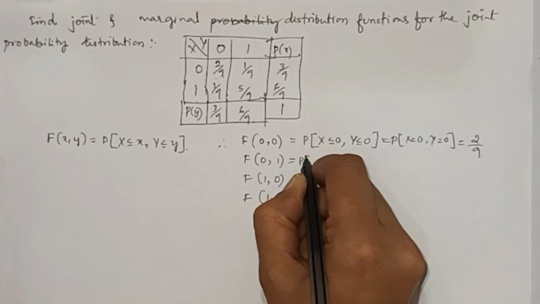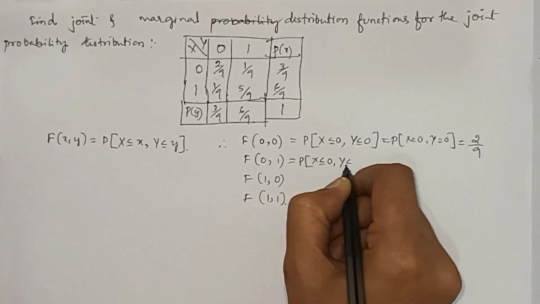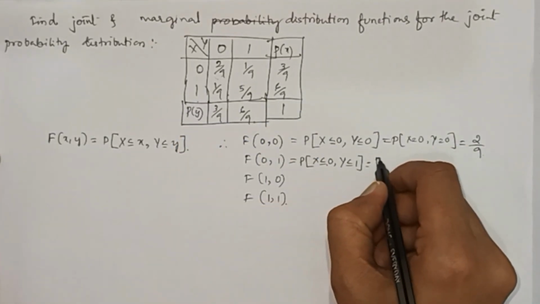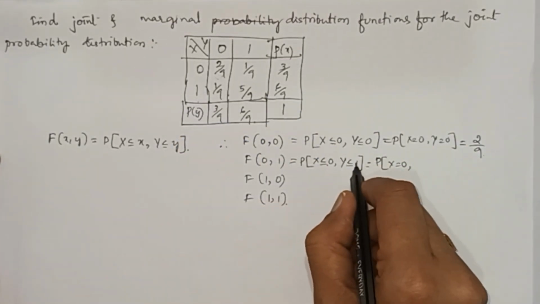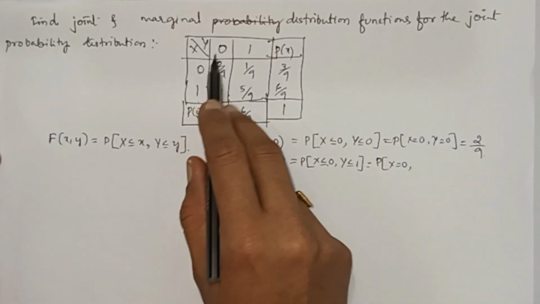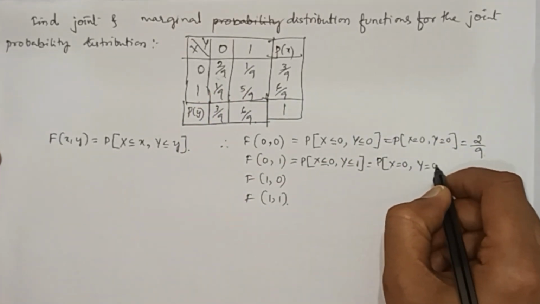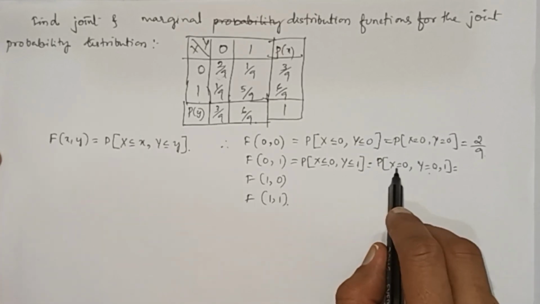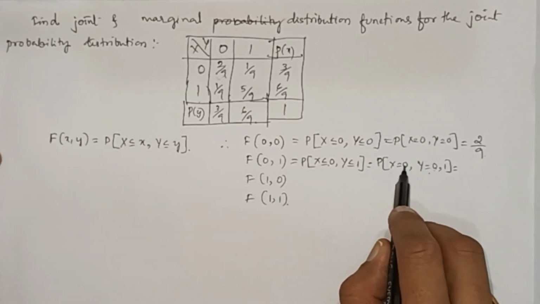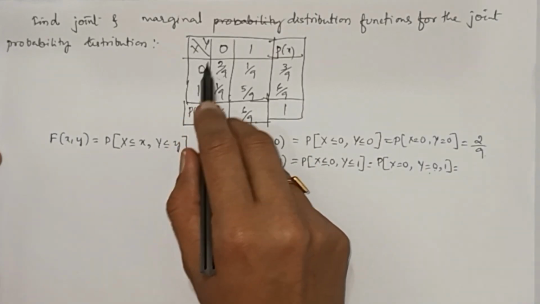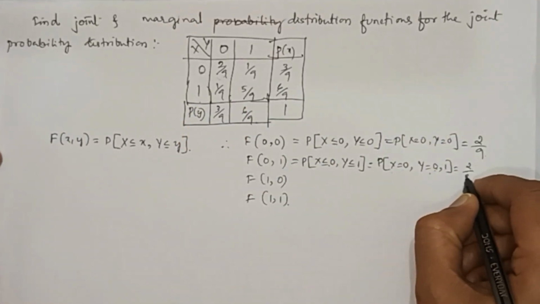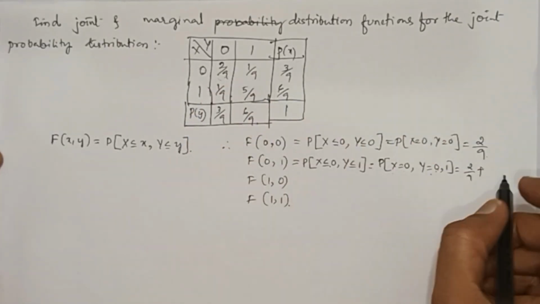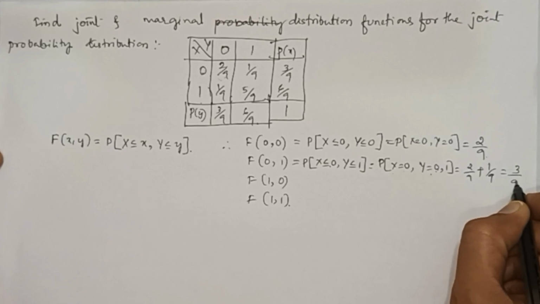Next, here P of X less than or equal to 0, Y less than or equal to 1. X less than or equal to 0 means X equal to 0, only one value. Y less than or equal to 1 means two values possible, 0 and 1. Y equal to 0 and 1. Therefore you have to take the sum of probabilities now, corresponding to (0,0), then (0,1). X is 0, Y is 0 means 2 by 9, plus X is 0, Y is 1 means it is 1 by 9. So the answer is 3 by 9.